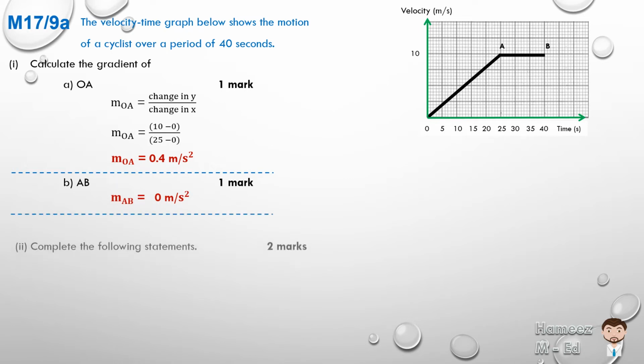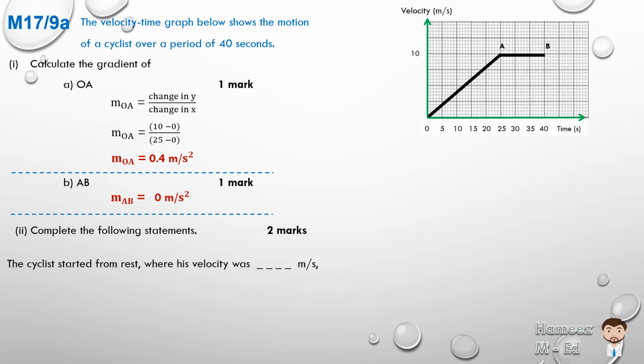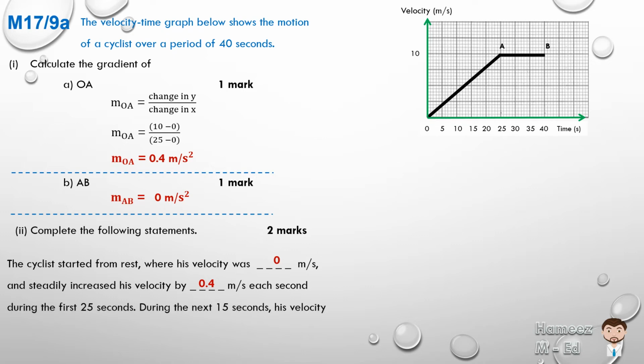Part 2, complete the following statements. The cyclist started from rest, and we could see that at O, where his velocity was 0 meters per second, and steadily increased his velocity by how many meters per second each second? 0.4 meters per second each second during the first 25 seconds. Increasing his velocity per second is another way of asking what is the gradient or the acceleration during that period of time. During the next 15 seconds, from A to B, his velocity remained constant.